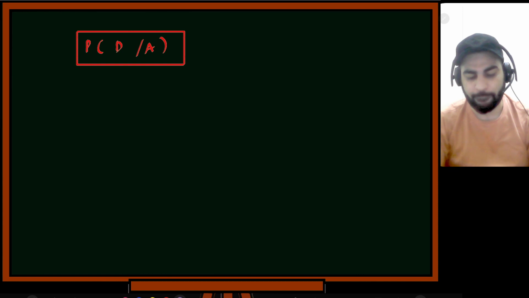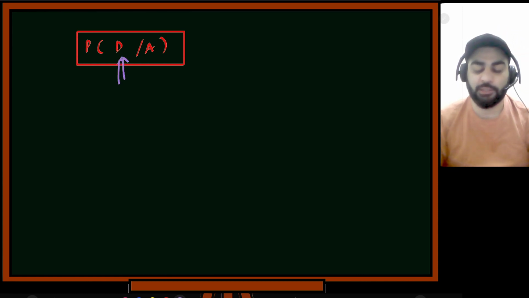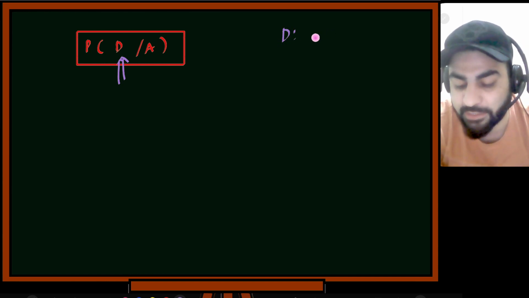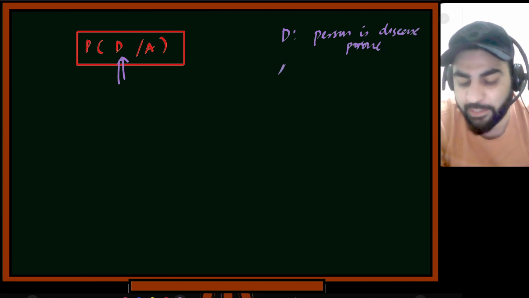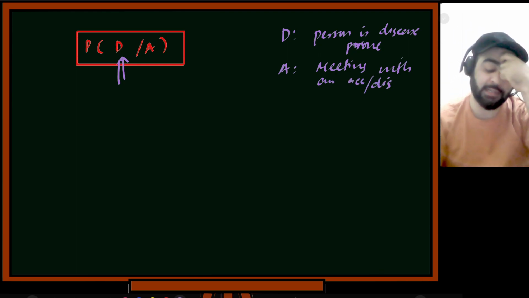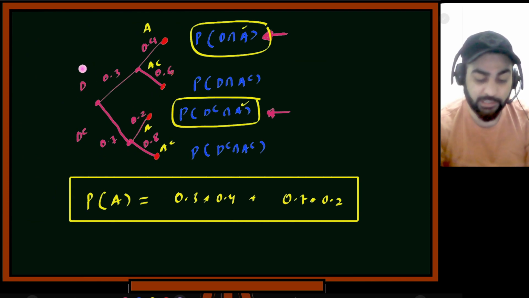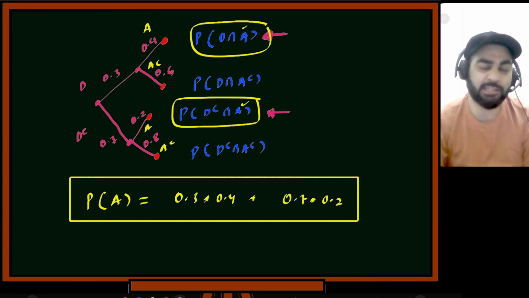Yes, sir. I even gave you the modeling also. So this is the step that you had to do. Here we said that D is the event that the person is disease prone. And then I said A is meeting with an accident or disease. These are the two things that I decided. A and D, that's what I wrote here. D is disease, D complement is not diseased. A means met an accident or has the disease. A complement means the complement of that.